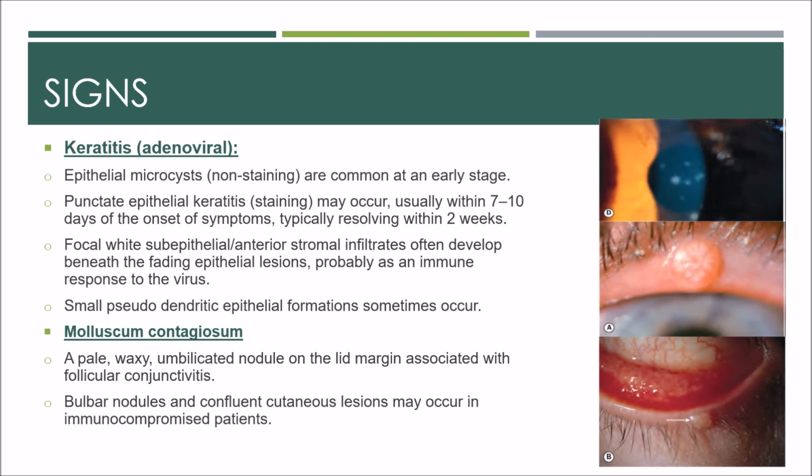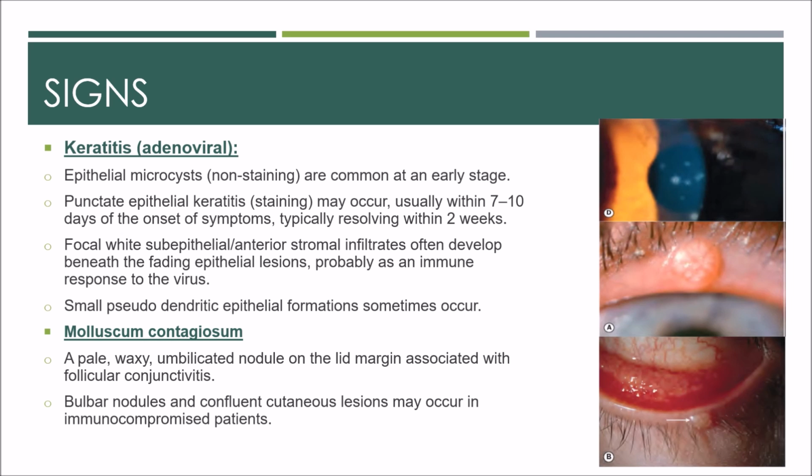Then punctate epithelial keratitis, which stains, may occur usually within 7 to 10 days of onset of symptoms, typically resolving within 2 weeks. Afterwards, focal white subepithelial anterior stromal infiltrates, as seen in the first picture at the top, develop beneath the fading epithelial lesions, probably as an immune response to virus. They may persist or recur over months or years. Small pseudodendritic epithelial formations sometimes occur.